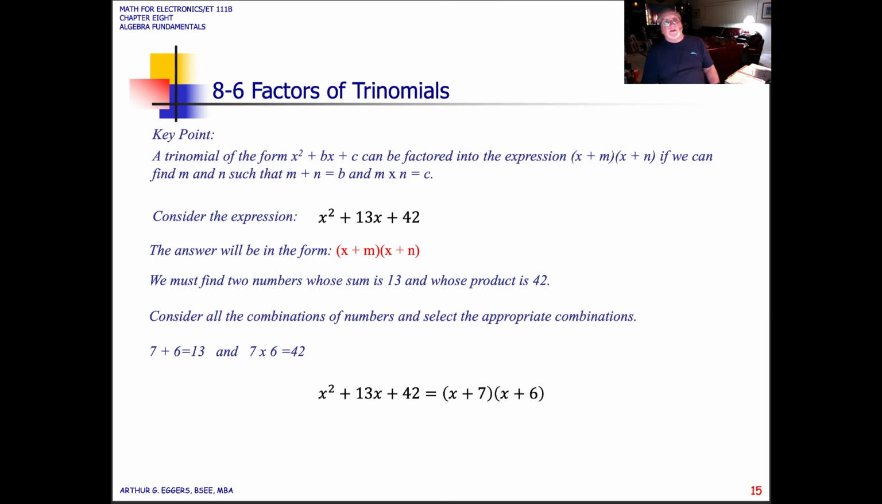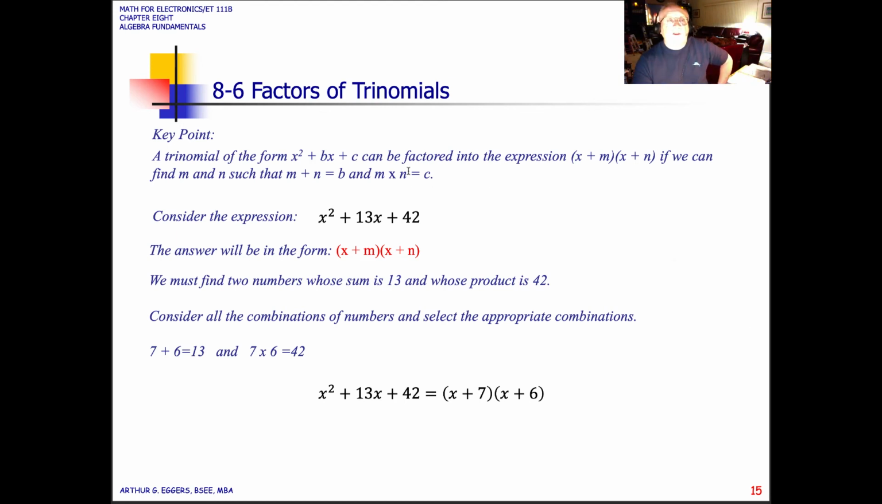Factoring trinomials. A trinomial is of the form x squared plus bx plus c, and can be factored into the expression of two values in parentheses, x plus m times x plus n, if we can find m and n such that m plus n gives us b and m times n gives us c. So this becomes one of these that, by inspection, you learn how to do by factoring through potential values for m and n.